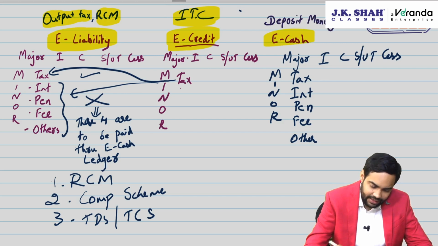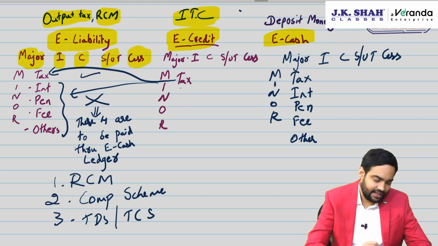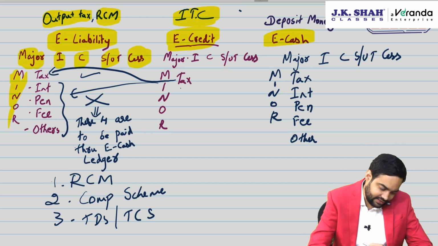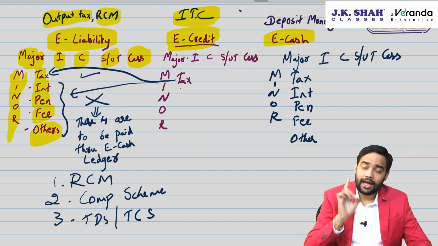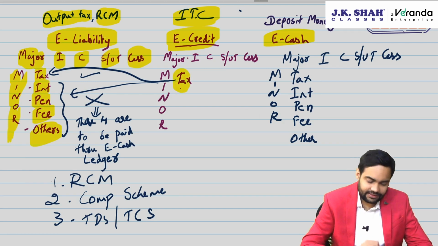Now, e-liability ledger has four major heads: I, C, S, UT and cess, compensation cess, and five minor heads: tax, interest, penalty, fee, any other amount. E-credit has only one minor head, that is tax.